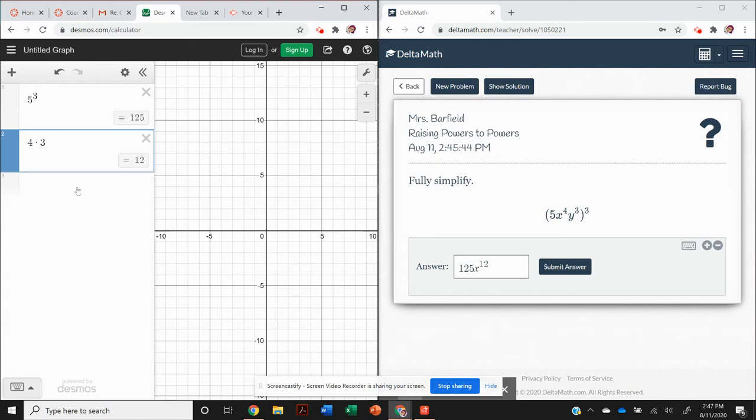Now I've got y. So I'm going to go back here. I've got y to the 3, and now I'm going to multiply 3 times 3. So I'm going to go over here. So I got y to the 9th.